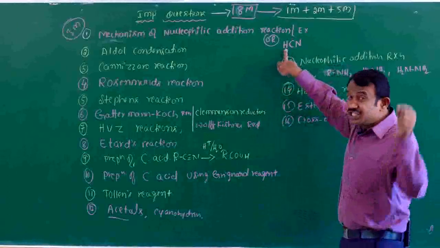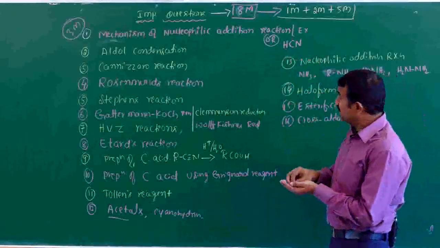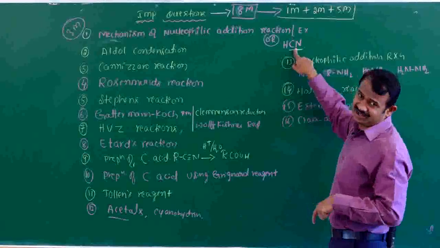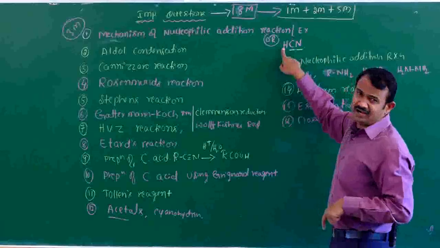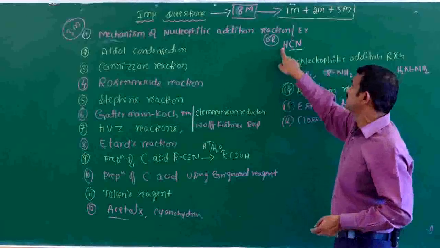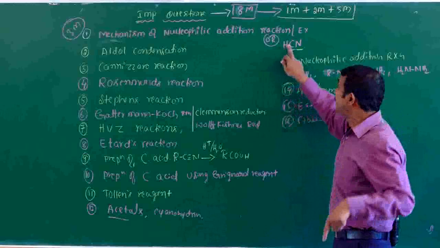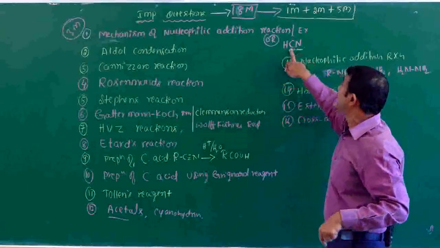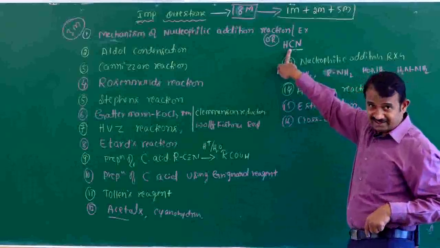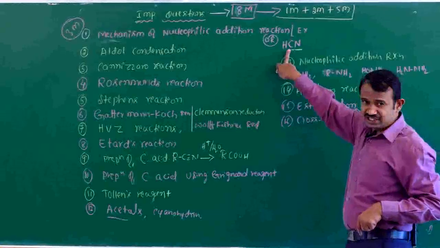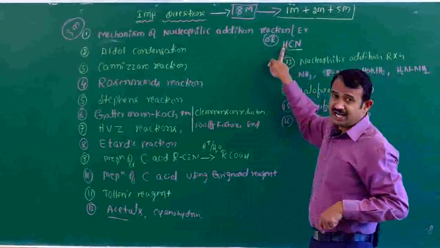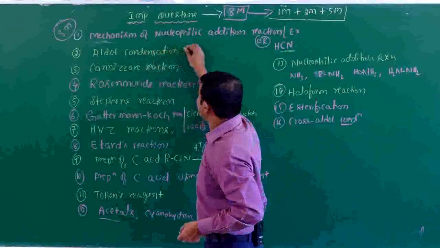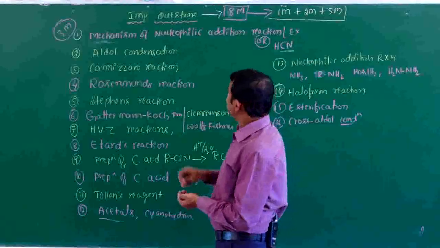Take hydrogen cyanide as the example: instead of Nu, the nucleophile is the cyanide, CN, and in the second step the hydrogen is automatically added. If asked to write the nucleophilic addition mechanism with an example, use hydrogen cyanide. This is the mechanism. Next, another one, also a 3-mark question.